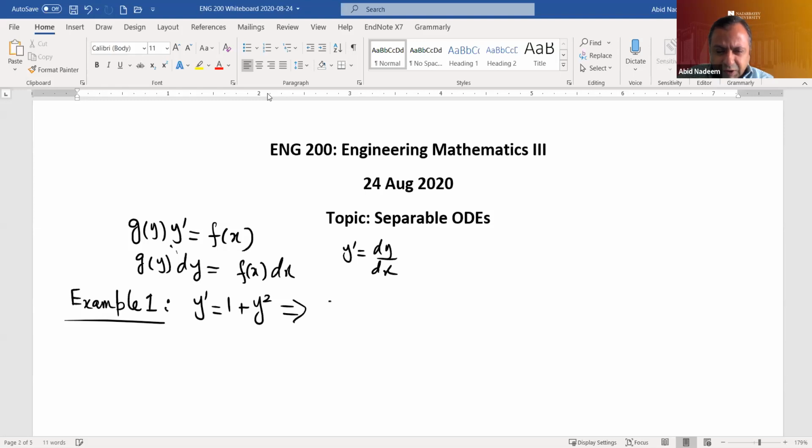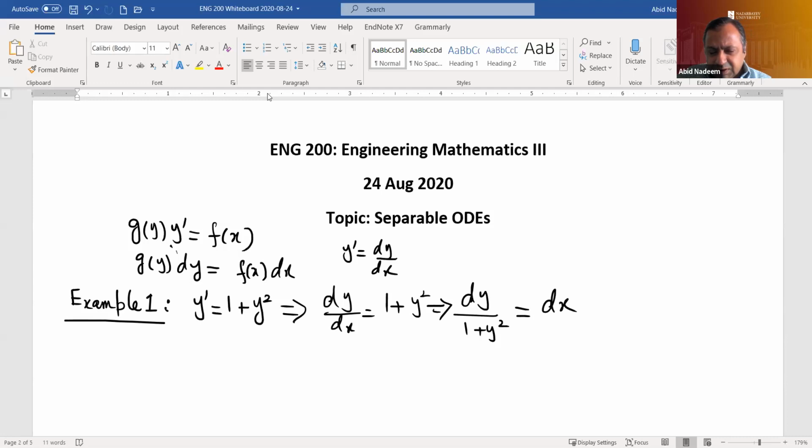So what we can do is write it like dy over dx is equal to 1 plus y square. And then we can write it like this. We can take 1 plus y square to the other side, so it will become dy over 1 plus y square. When I say take 1 plus y square to the other side, it means that we are dividing both sides of this equation by 1 plus y square. And then I take dx to the other side, which means multiplying both sides of the equation by dx. So it is dx.